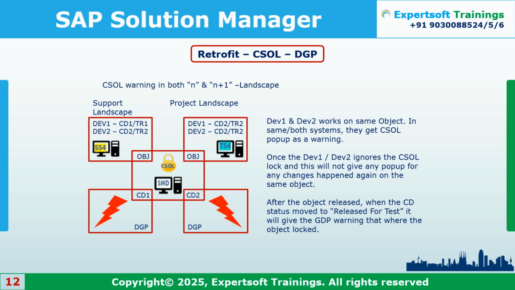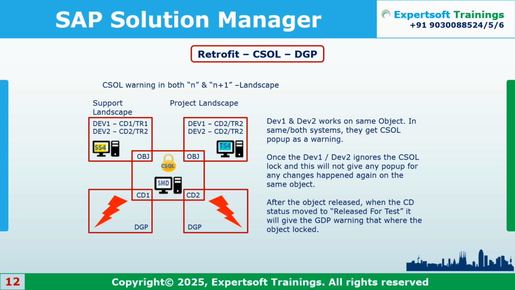Once the developer uses a CD, meaning change document: developer one uses CD1, developer two uses CD2. Developer one is creating an object or modifying an object. When the same object is used by developer two, it will show as a CSOL lock. This is called a cross-system object lock, and it will be displayed to developer two, saying that the same object is being used by developer one as well.